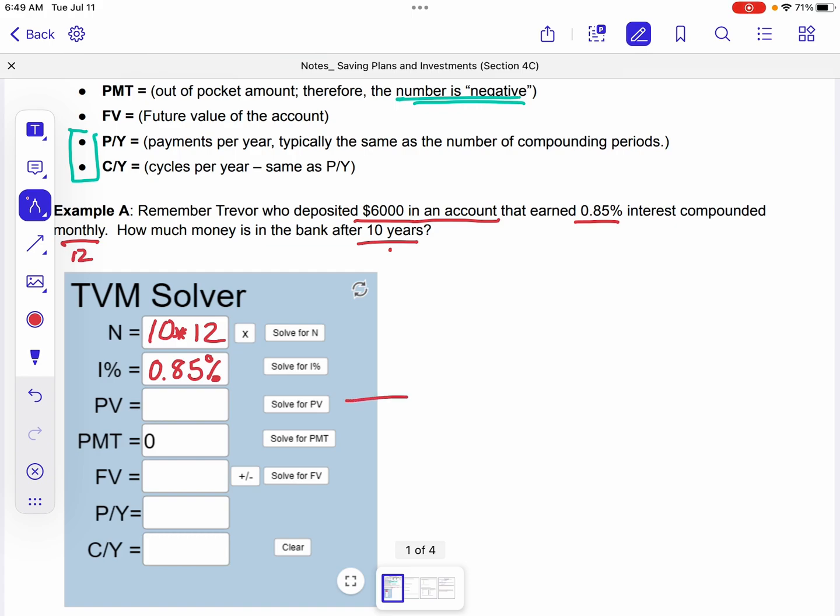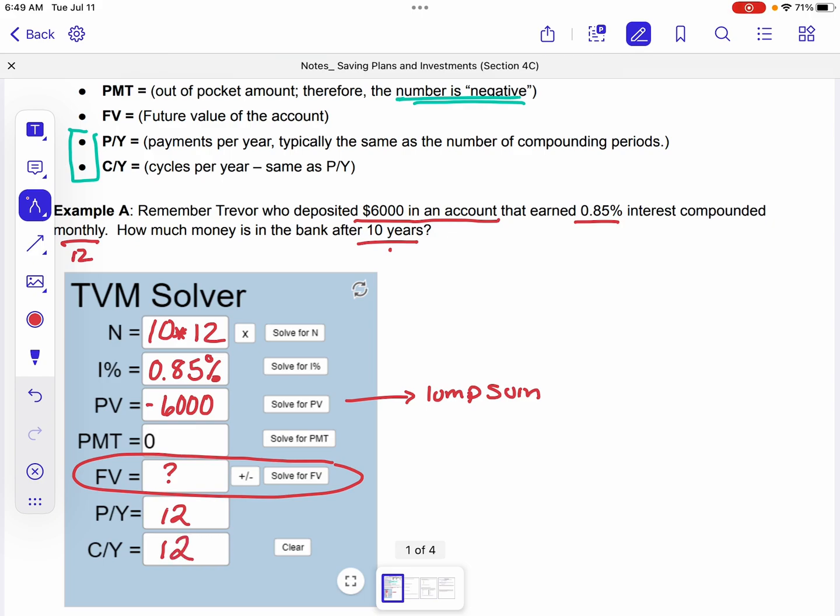Now, this one's going to have a present value because in this case he has what we'll often refer to as a lump sum deposit. His lump sum deposit is $6,000. Since that's money out of your pocket initially, we're going to make that number negative. Whatever money I'm putting in is going to be my negative value in this calculator. I don't have regular payments, that's what the PMT is in this investment. I want to find the future value, so that's my unknown, and I'm going to put a little question mark there. And then payments per year, cycles per year, it's monthly, so it's 12.